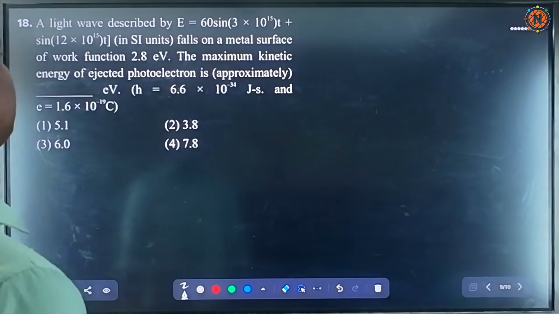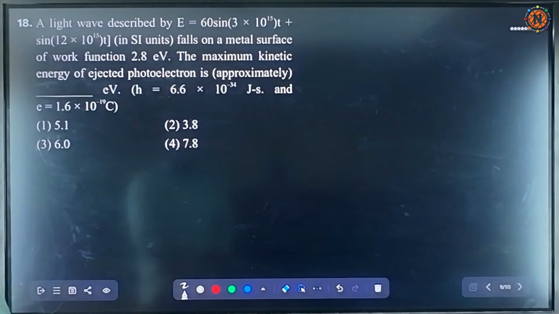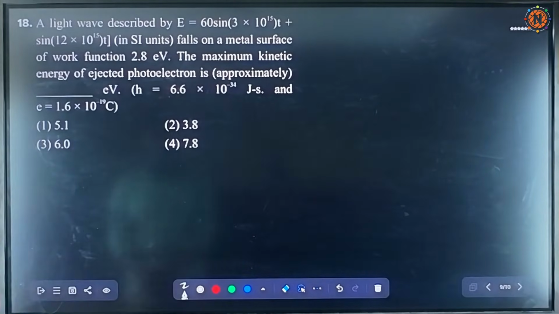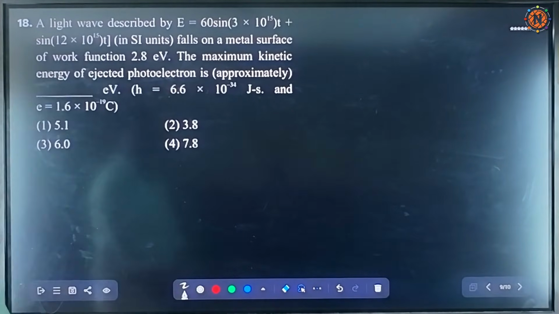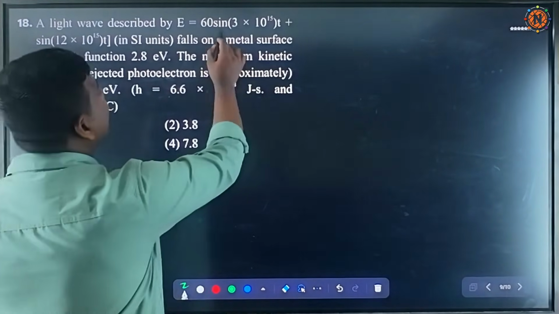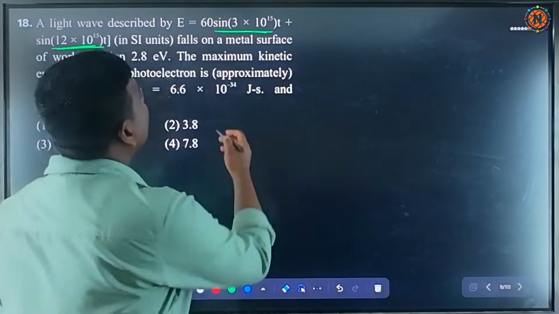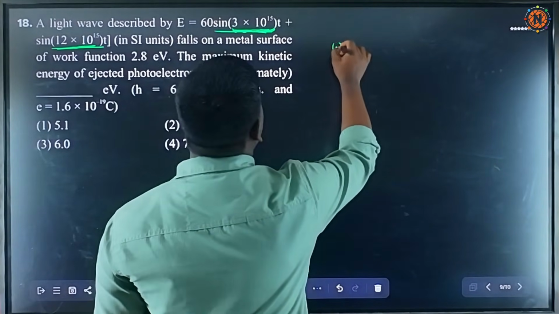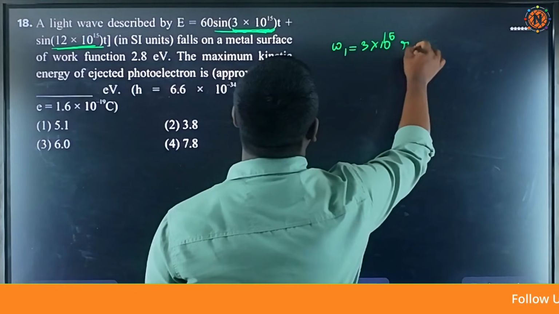A light wave, with its energy given, and two sinusoidal signals are given, falls on a metal surface of given work function. We need to find the maximum kinetic energy of the ejected photoelectron. Yes, these questions came from the chapter Dual Nature of Matter. Since two lights fall on the metal, we need to take the highest frequency. So this frequency, omega 1, will be how much? Omega 1 will be 3 into 10 to the power 15 radian per second.